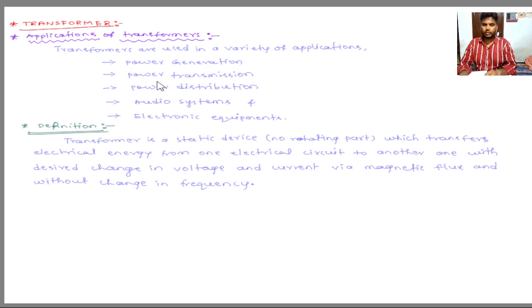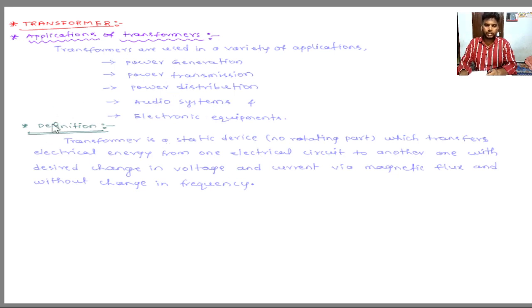Transformer is used in many ways, and these are the major applications. First, it is used in generation of power, transmission of power, distribution of power, and in audio systems and electronic equipment. These are some applications where transformers are used. Is it clear? The main important ones are power generation, power transmission, power distribution, and nowadays all electronic devices and equipment use transformers. Audio systems as well.